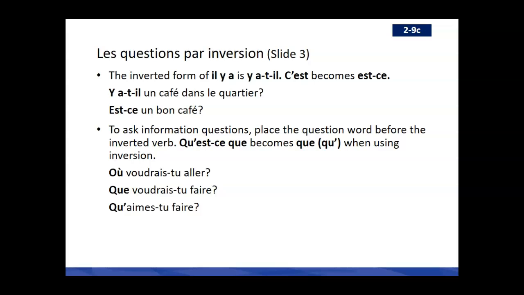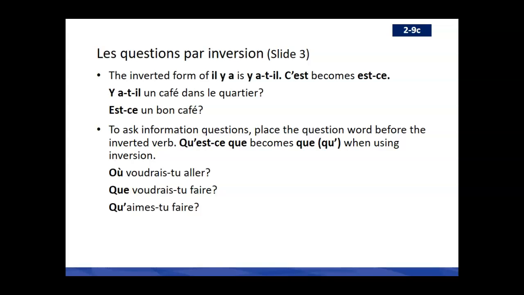Okay, voudrais-tu faire is you would like to do. That probably wouldn't make sense on its own, so you do have to add a question word here. Que voudrais-tu faire? So what would you like to do? And then finally, aimes-tu faire? Aimes-tu faire wouldn't make sense by itself. It would be like you like to do. We need more information there. So I can add que to the front, and since aime begins with a vowel, I'm going to use the form with the apostrophe. So qu'aimes-tu faire? What do you like to do?